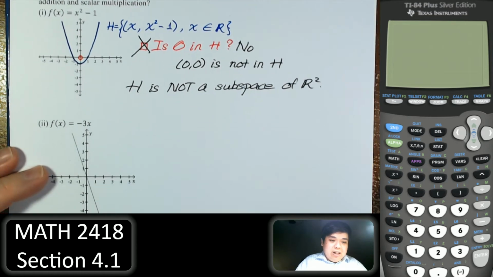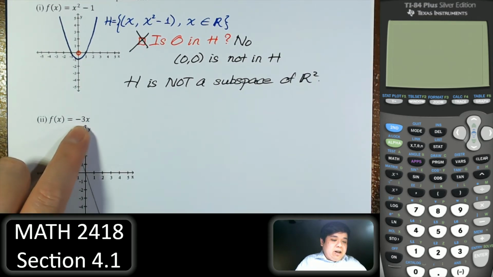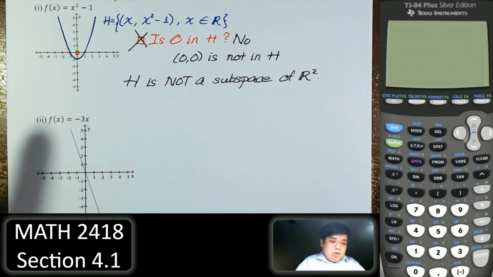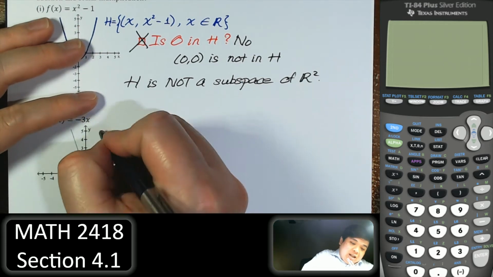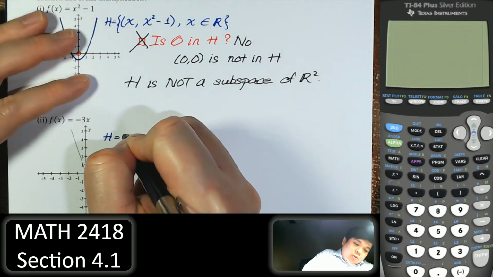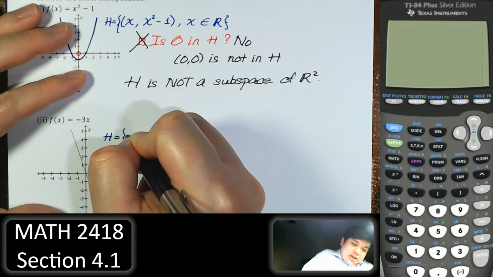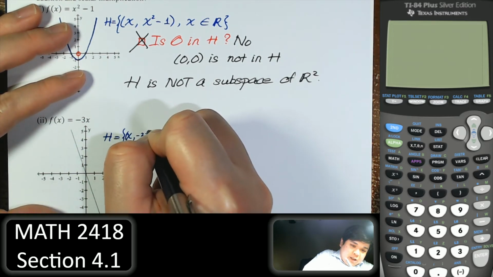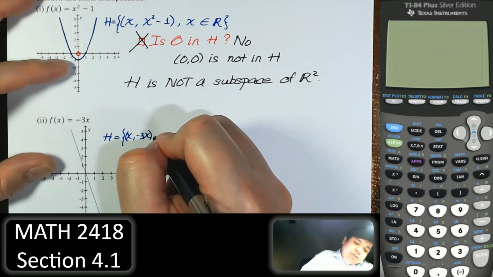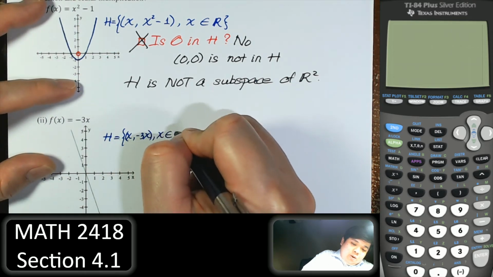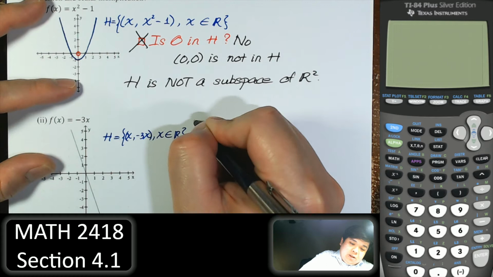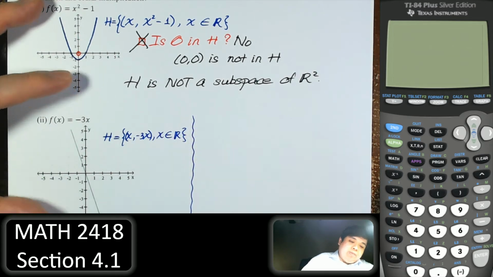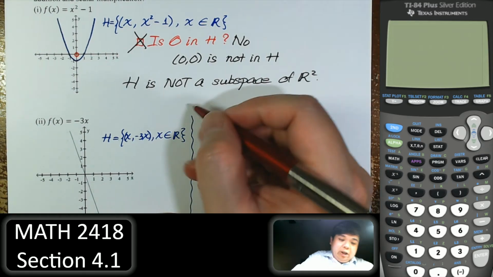Simple as that. Next, we have negative 3, the function equal to negative 3x. So the set in this case is the set of all the points in this form, x and negative 3x, where x is all real numbers. Right. Now we will prove.